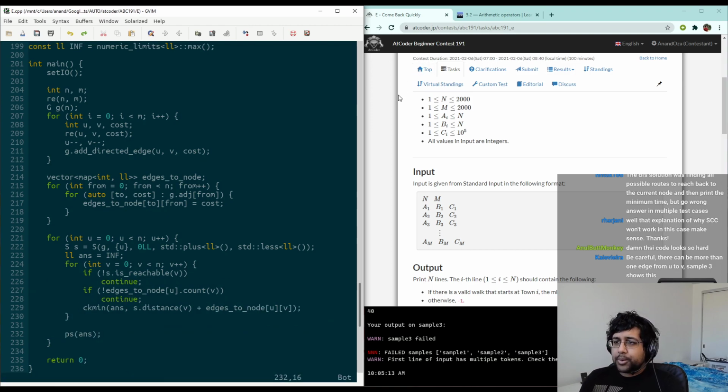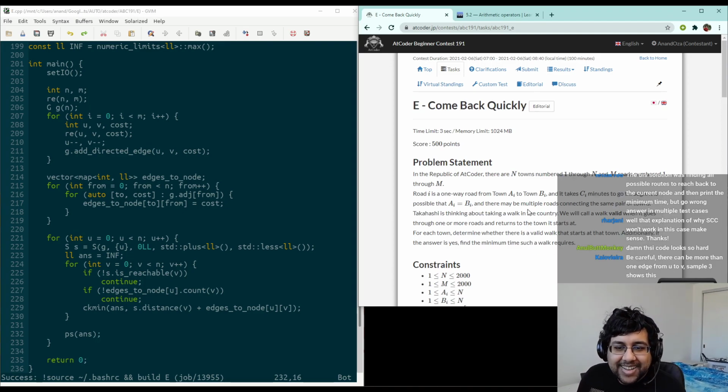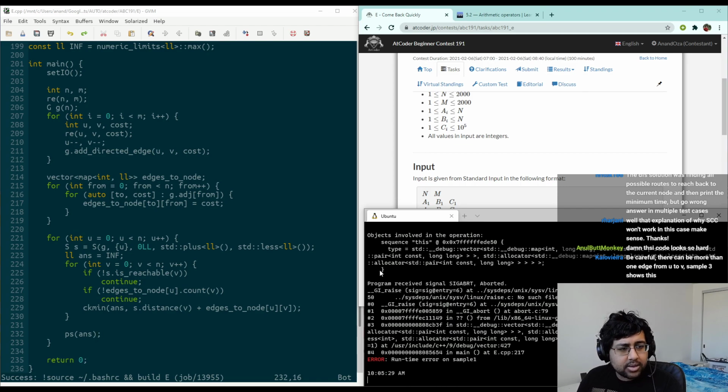Okay, cool. Wait, there could be more than one edge from V to U? Are you serious? There may be multiple. Wow, okay. This is a really tricky AtCoder contest. Like, okay, this should be initialized to n.